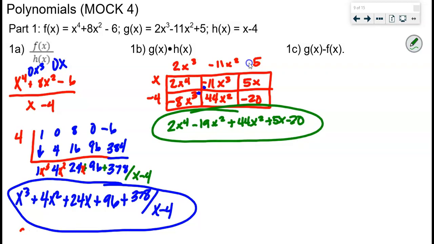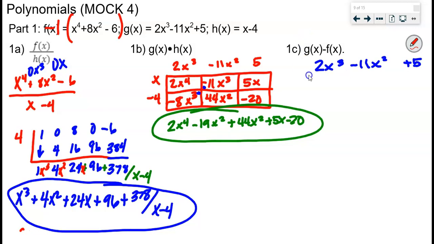Okay, so I'm going to look for g of x. So we've got 2x to the third minus 11x squared plus, I'm going to leave a space there, 5, because we don't have an x to the first. Y'all see that? Then we're going to subtract f of x this time.